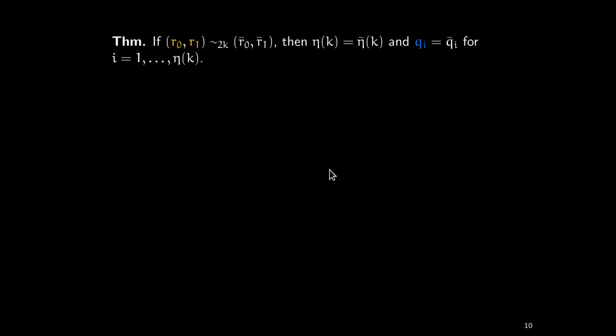Okay, and now there's a theorem which is in fact just a corollary to the theorem that we spent a lot of time proving just a few minutes ago. This theorem says that if you have two pairs of polynomials that coincide up to 2k for a certain k, then the etas agree and all the quotients up to eta agree as well.